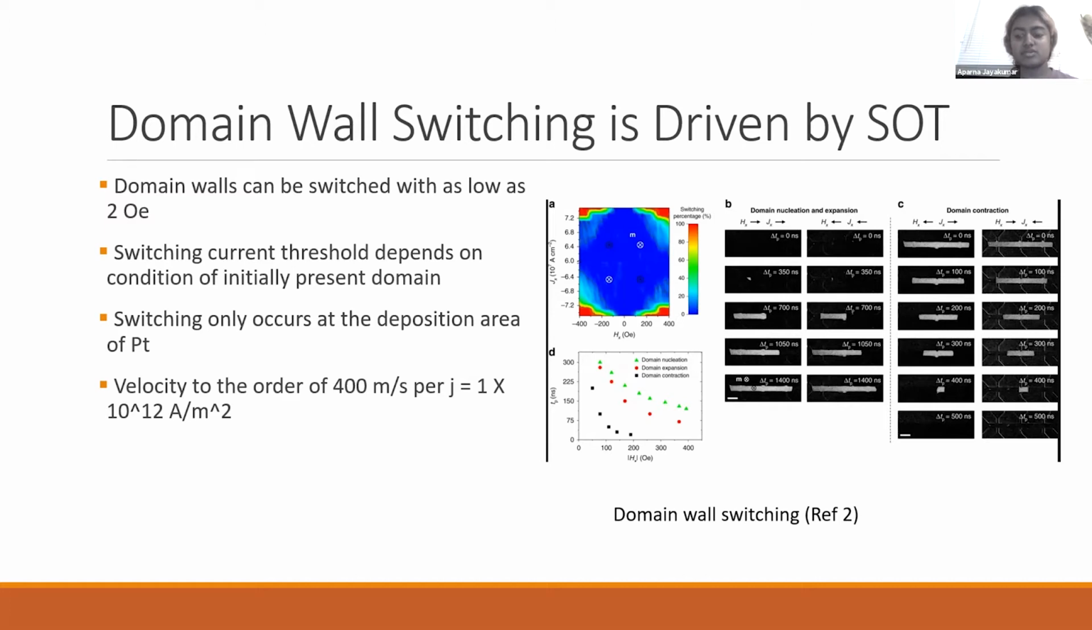The threshold current depends on whether there is an initially present or reverse domain. So large current is necessary to nucleate a reverse domain from saturated TmIG. But in unsaturated TmIG, there is high velocity propagation of domain walls. Switching also only occurs in the deposition area of platinum. So in the image on the slide, part A shows the switching percentage for the field given. And then B and C show domain nucleation and expansion for B and compression for C.